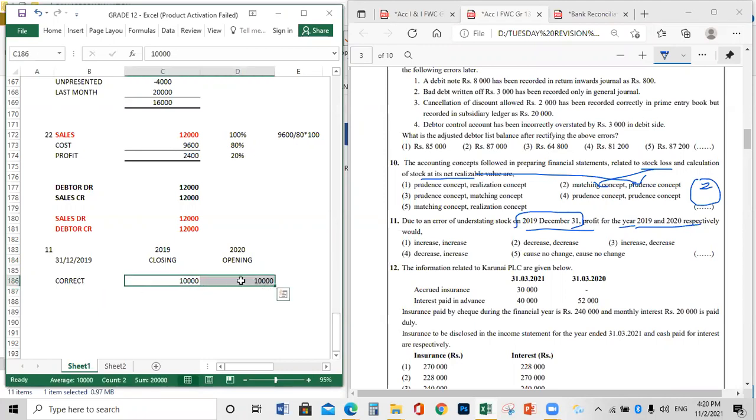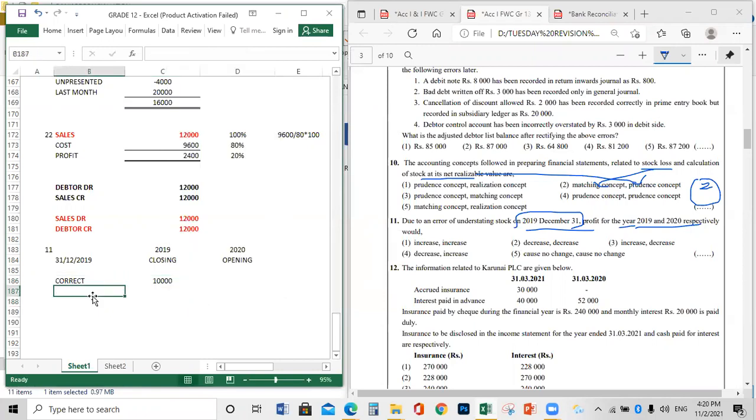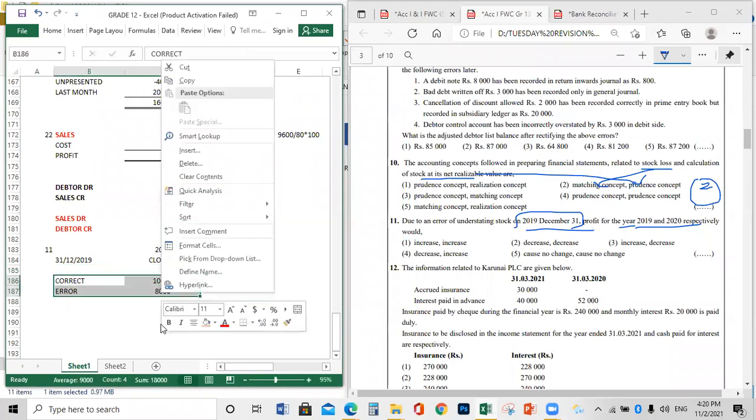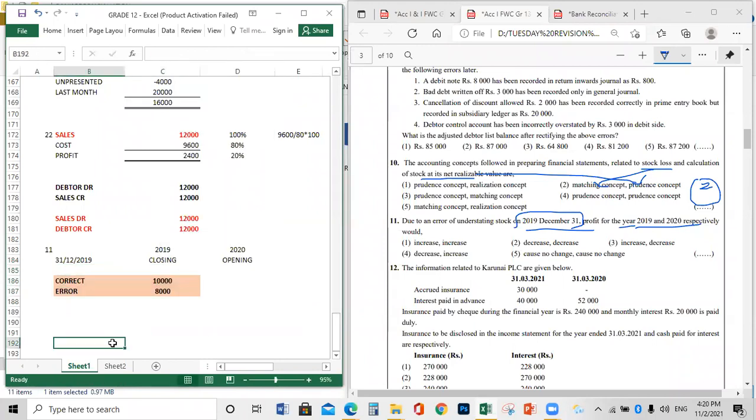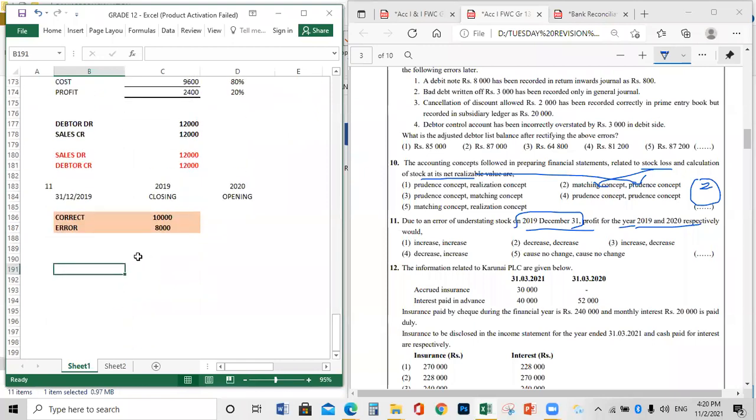But what have they done? They have understated it. They have recorded the wrong one as 8,000. The correct one should be 10,000, but they have recorded it as 8,000. This is the mistake they did. So now they are asking what is going to happen to the profit. Now let's do this and see. I can directly tell you all the answer, but I want to show you how to get that.